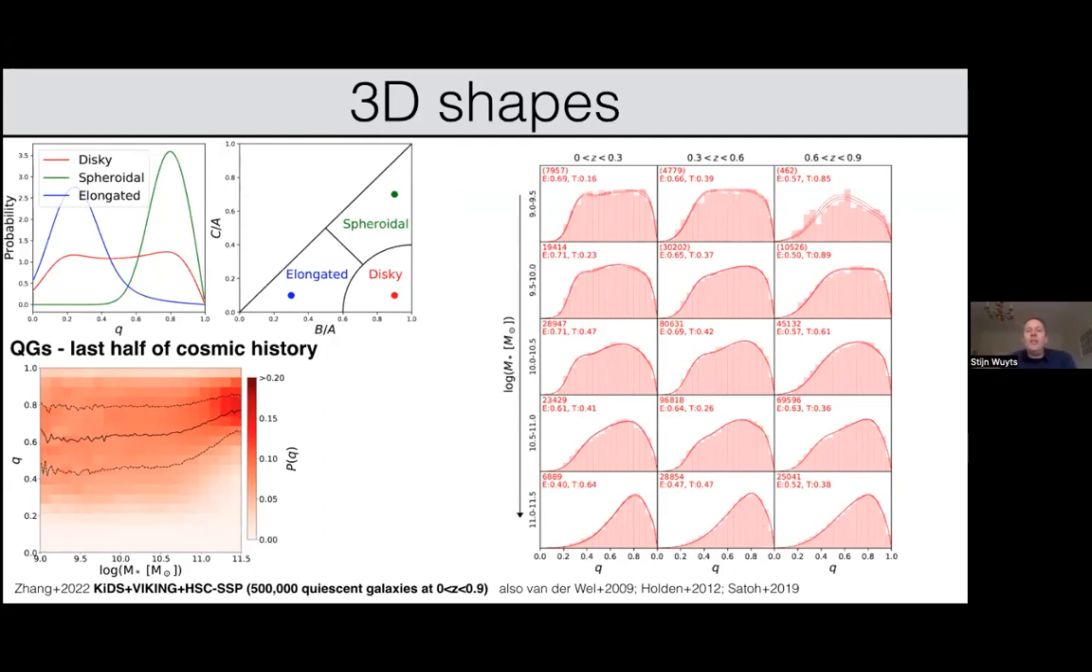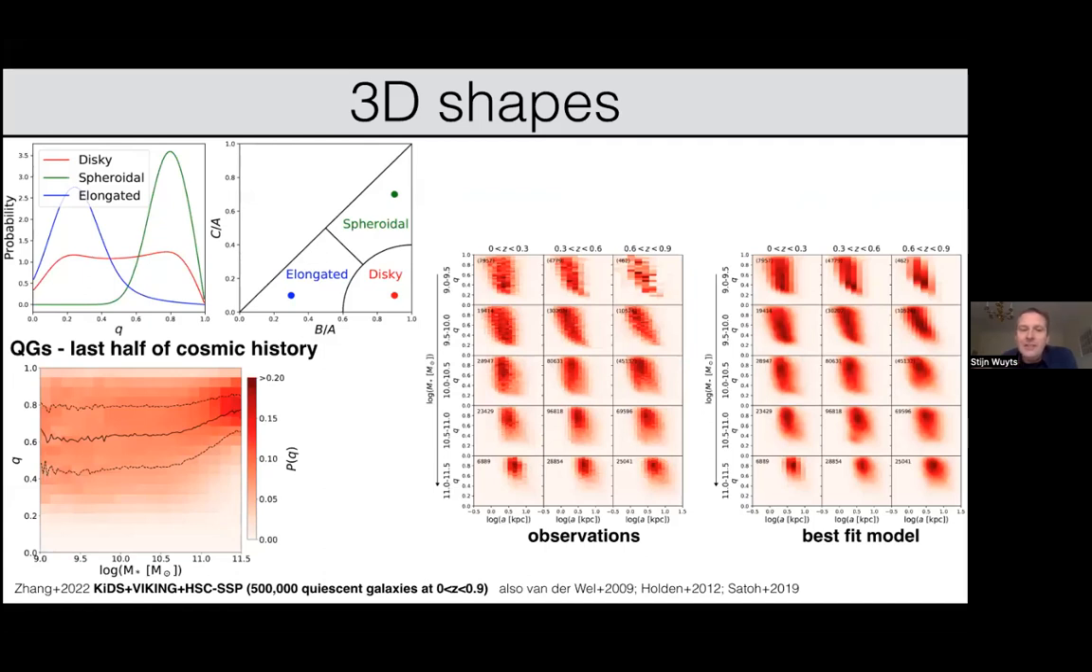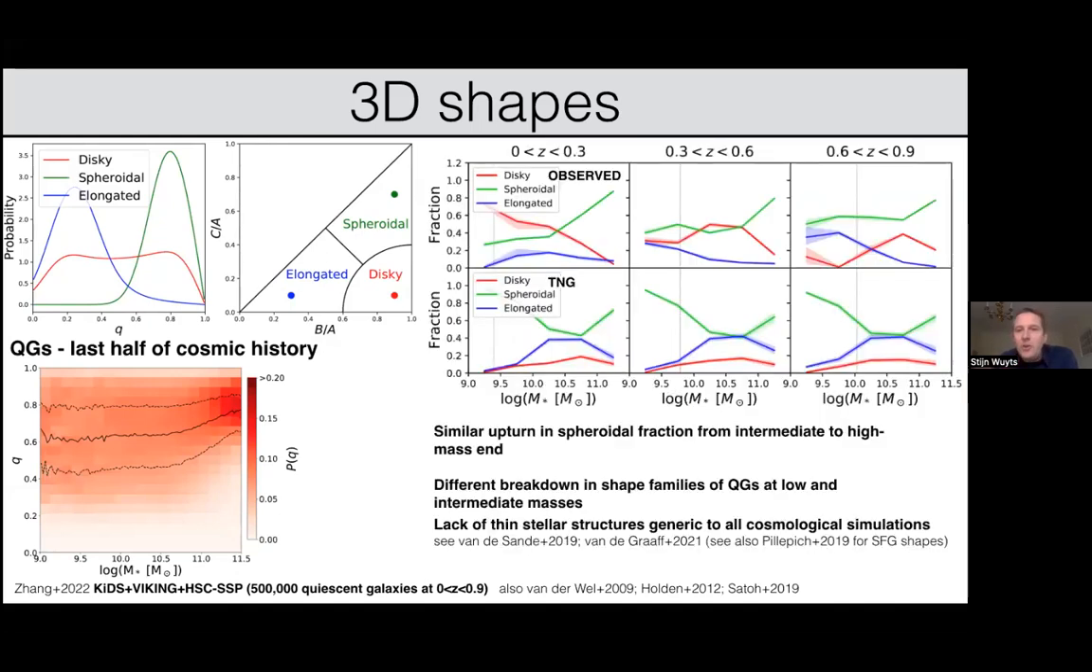In fact, following this earlier paper analyzing star forming galaxies, the modeling is based not on 1D axis ratio distributions, but in the plane of axis ratio and projected size. And doing so from the observations, you can recover the breakdown in shape families, with this upturn of spheroidal fractions in the observations as one goes to the high mass end. A similar upturn from intermediate to high masses is seen in TNG, but for the simulated galaxies at low masses, we see striking differences with the observations. And even at intermediate masses, there is a trend that the simulated quiescent galaxies are much more often favoring these elongated prolate shapes.